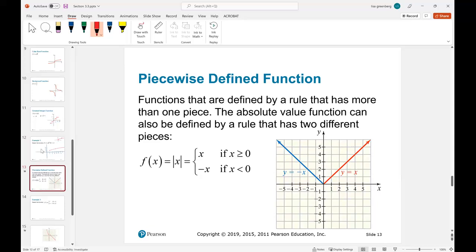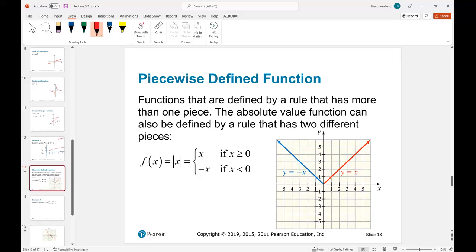All right, so the last thing we're going to talk about is piecewise functions. Piecewise functions are functions that have more than one piece, or they're defined by more than one rule. So here we say functions that are defined by a rule that has more than one piece, okay? The absolute value function can be defined by a rule that has two different pieces. Because if x is greater than or equal to 0, then it's just going to be whatever x is. If x is 5, then it's 5, and so on.